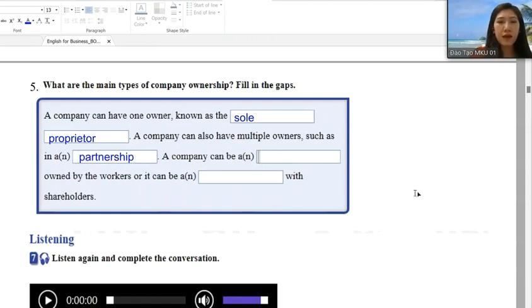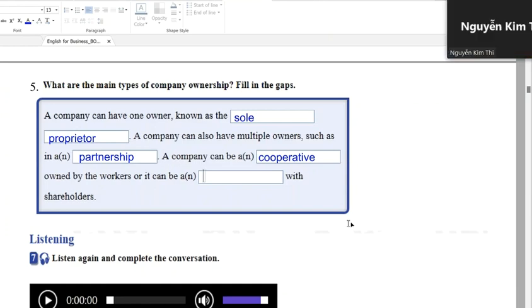Next, a company can be owned by the workers. Yes. Cooperative. And it can be with shareholders. What is this one? Oh. Corporation. Yes, corporation.